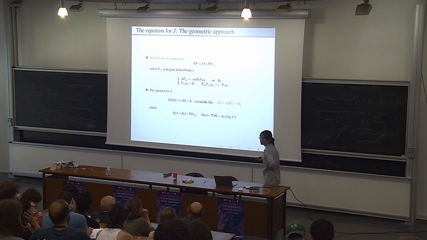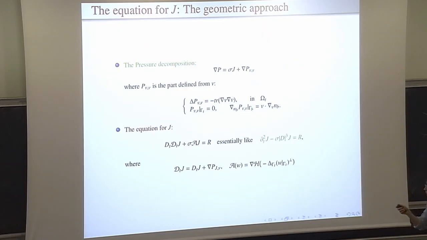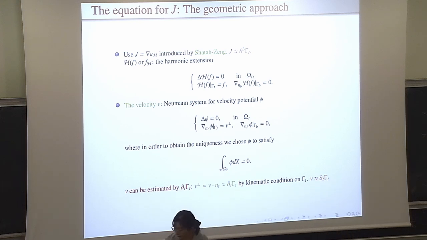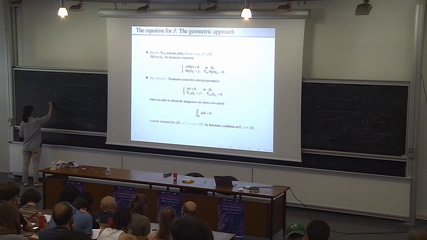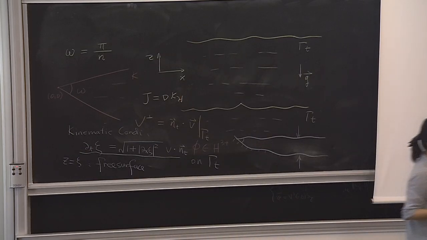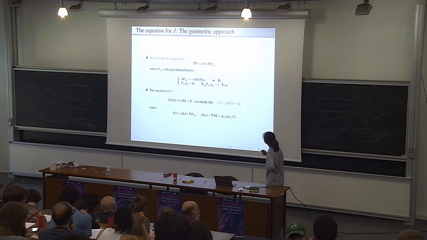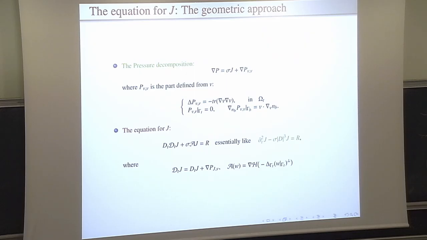And what happens about pressure? Here is a formulation by Shatah-Zeng. The pressure can be decomposed into two parts. The first part is related to the mean curvature. Remember J here, maybe I should write J: the gradient of kappa H. It's a third order derivative of the free surface, essentially. And then the pressure, I can write directly, is equal to sigma kappa H plus P_VV, with P_VV decided again by an elliptic system of V. So it depends on V again here, and V depends on d_t gamma t. So they all depend on the free surface.